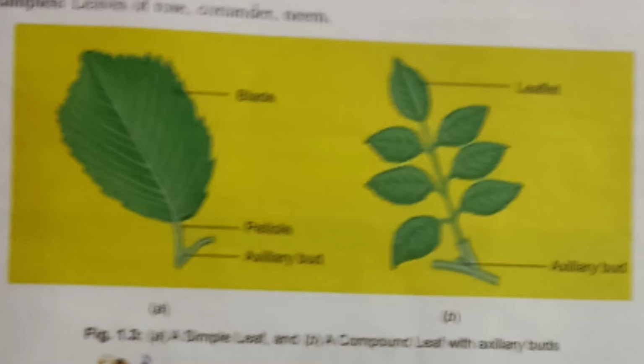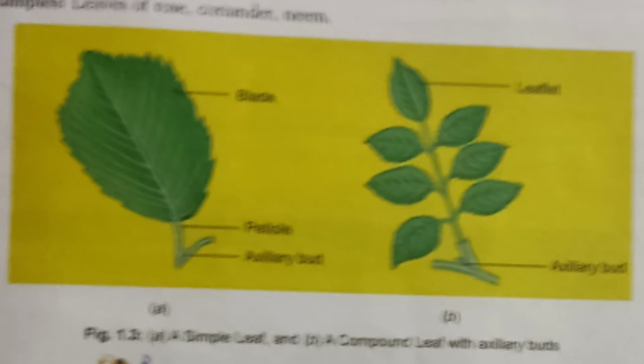Now children, I'll tell you about the simple and compound leaves. In some plants, leaf lamina is divided into small leaf-like structures called leaflets. Based on the division of leaf lamina, leaves can be of two types. Number 1, simple leaf.